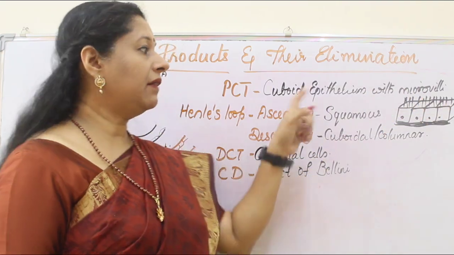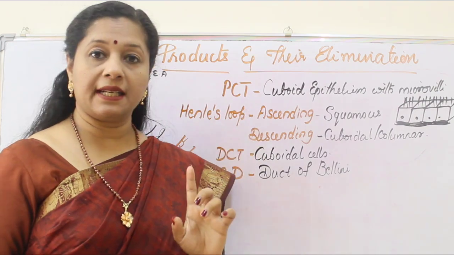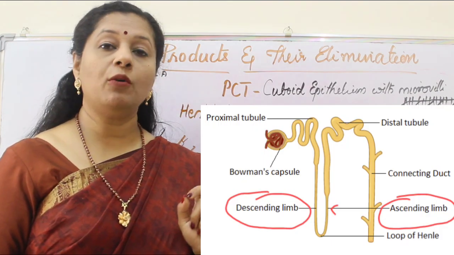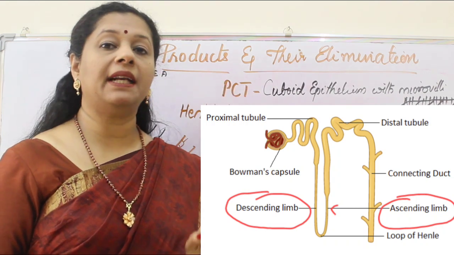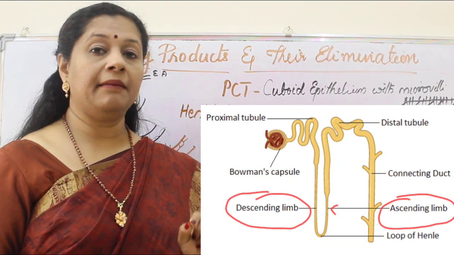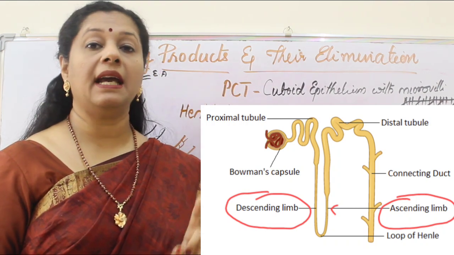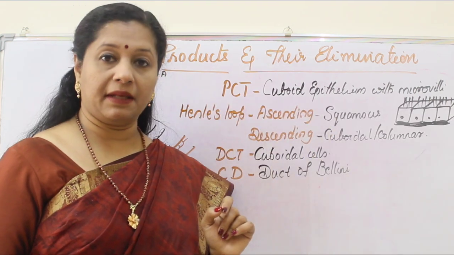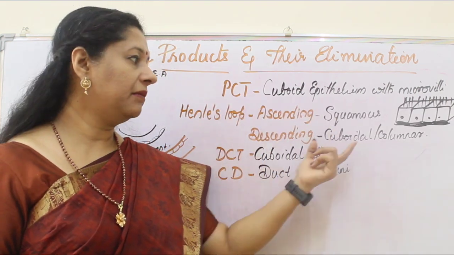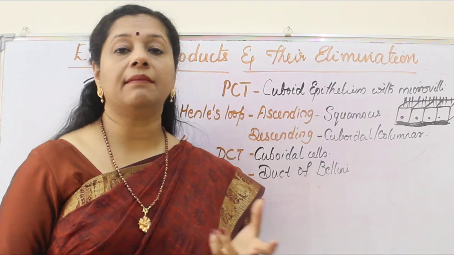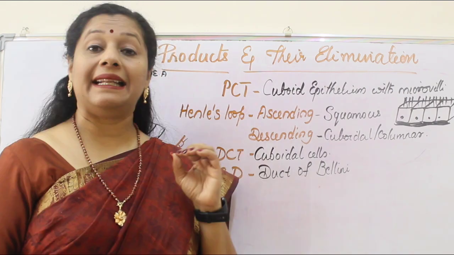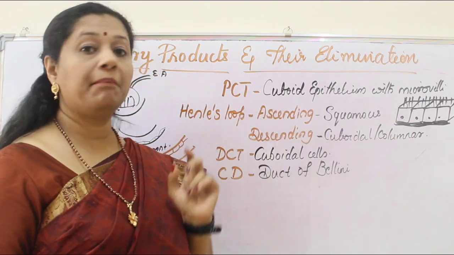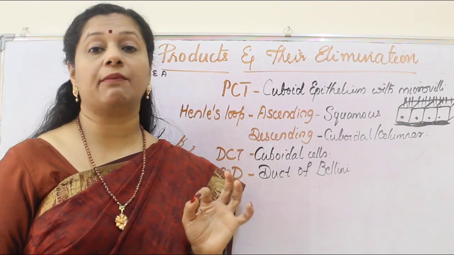We know that villi serve the function of increasing the surface area. Then the next part is the U-shaped coiled structure called the loop of Henle. In the loop of Henle, the part which is coming down is the descending limb, and the one which is going up is the ascending limb. In the ascending limb, squamous epithelium is found, whereas in the descending limb you will find cuboidal and some columnar epithelial cells.